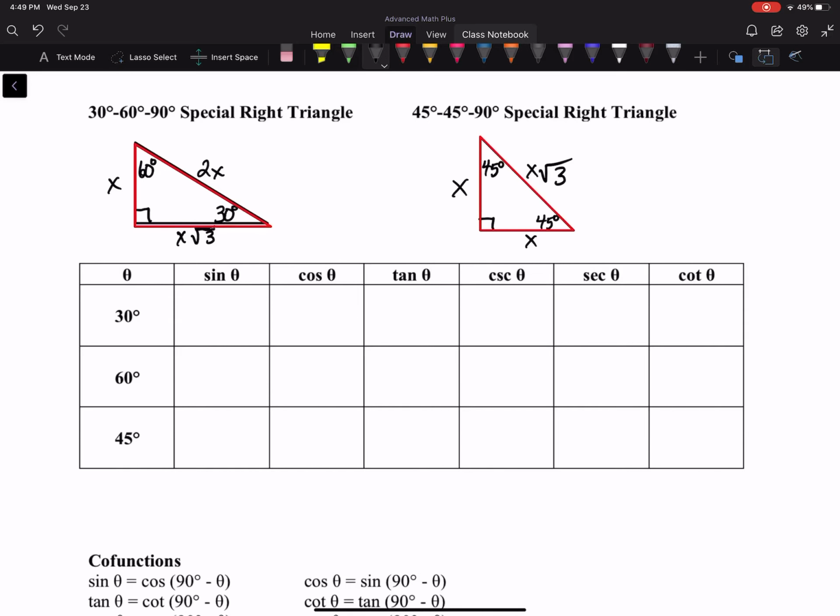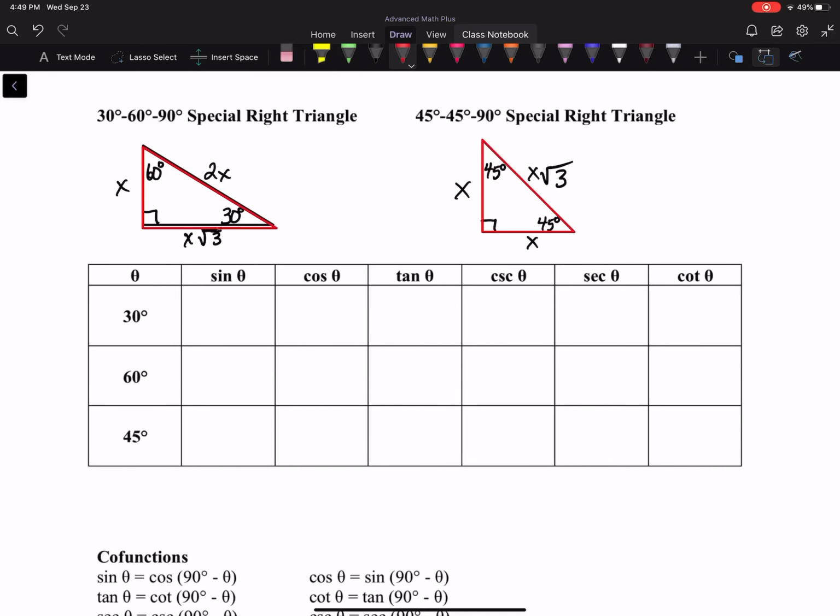All right. So sine of 30. I'm going to go back here. So sine of 30, what's opposite 30? x over the hypotenuse, which is 2x. The x's cancel. I'm left with 1/2. It is to your advantage if you just break down and memorize this whole thing, because it will help you tremendously. 60. The opposite of 60 is x square root of 3 over 2x. Again, the x's cancel, so you have square root of 3 over 2.